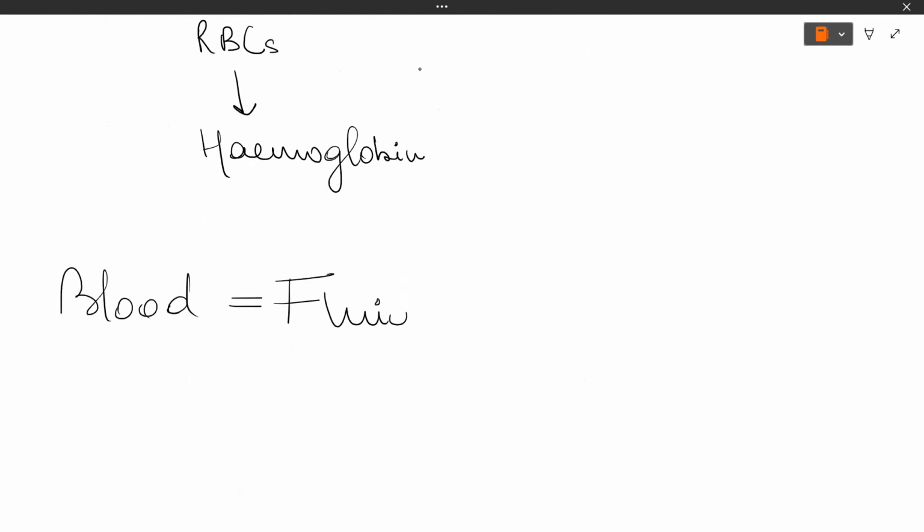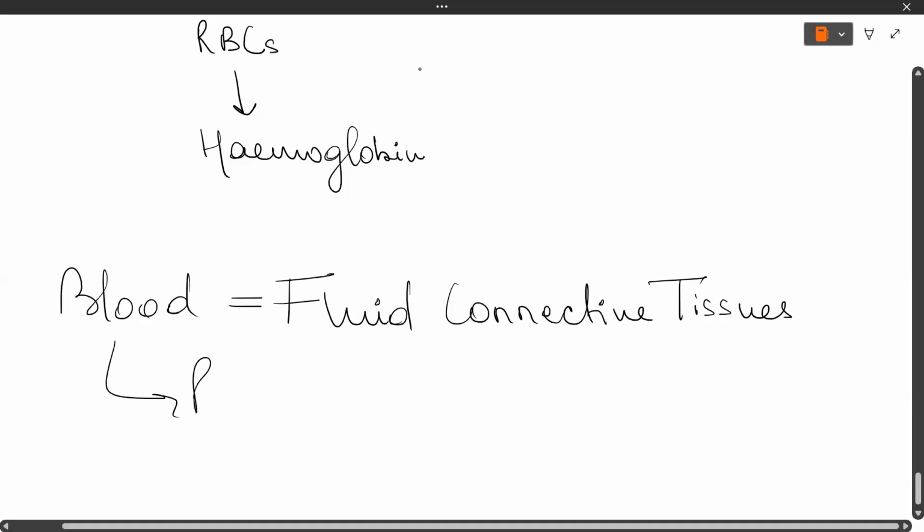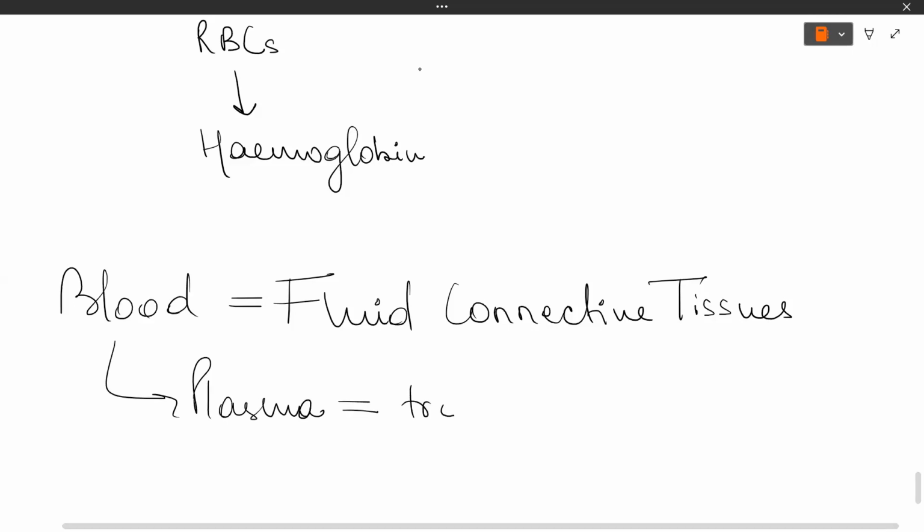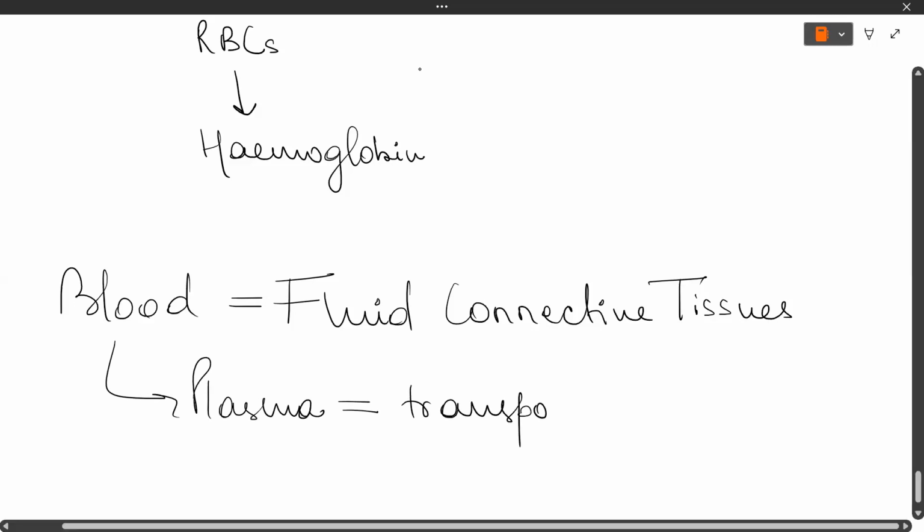So you can call the blood the fluid connective tissue. It means that anywhere there is a need of transportation, or a need of carrying things, the blood is there. So the blood consists of a fluid medium. Blood consists of plasma. Plasma is present in the blood, and plasma is responsible for transport.